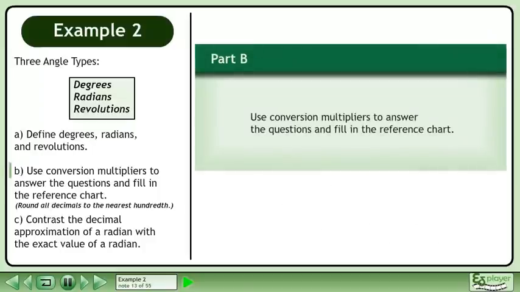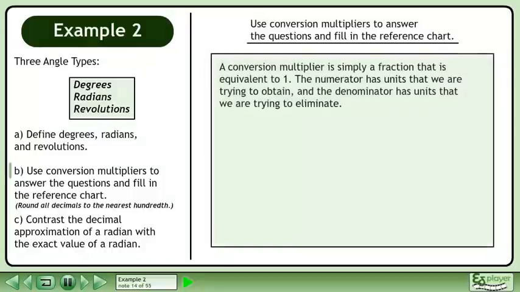In Part B, use conversion multipliers to answer the questions and fill in the reference chart. A conversion multiplier is simply a fraction that is equivalent to 1. The numerator has units that we are trying to obtain, and the denominator has units that we are trying to eliminate.